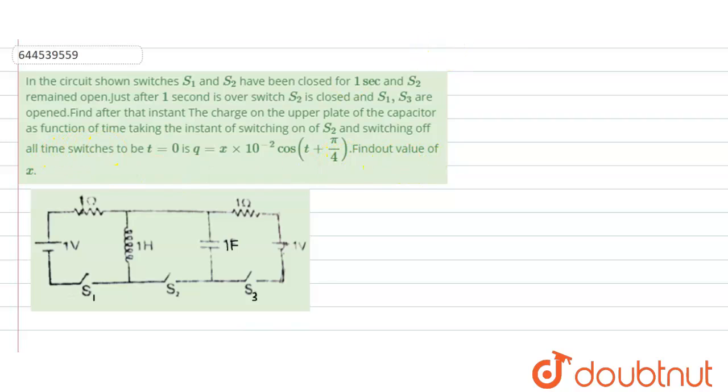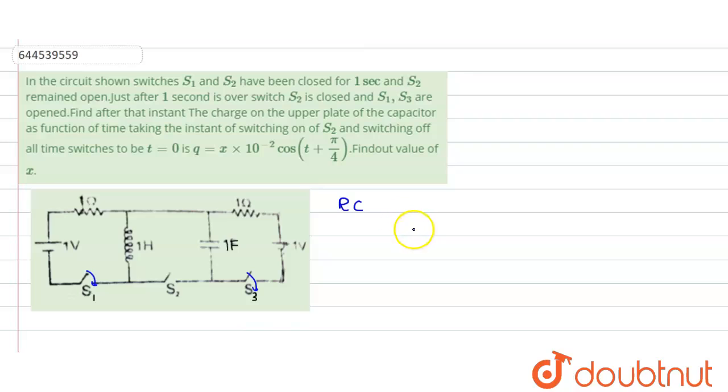So this is the situation. First of all, initially we have closed S1 and S3. So what will happen up till t equals 1 second? Here this would be our capacitor and this would be the inductor. The capacitor would be initially charged up to a potential of 1 volt. Now how is the charge developed on the capacitor as a function of time? Initially it would be an RC circuit.